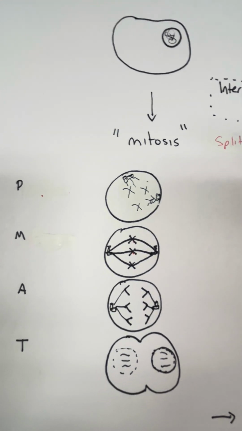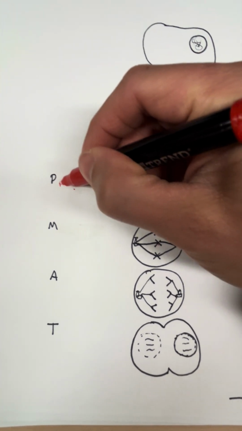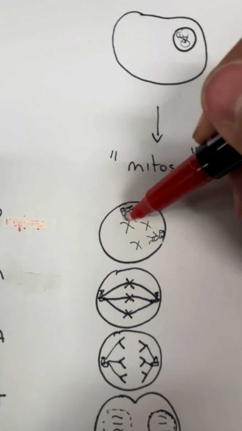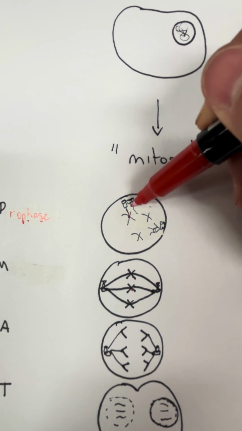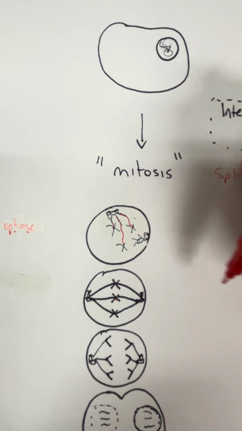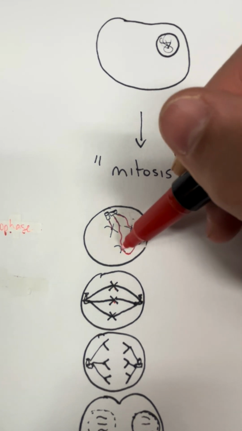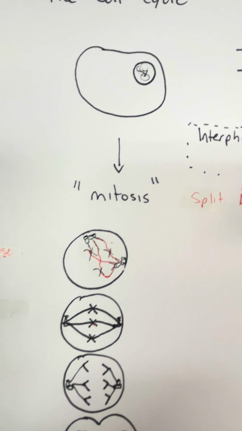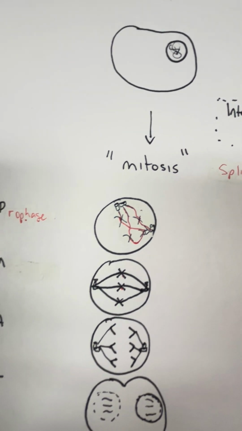Mitosis can be split into 4 different phases, the first being prophase. In prophase, the spindle fibers get attached to each side of the DNA, which is known as a chromosome, when it takes on this X shape. Each chromosome has a spindle fiber attached onto it.